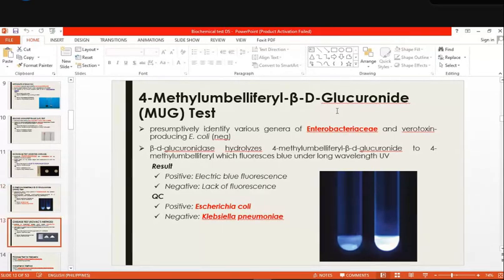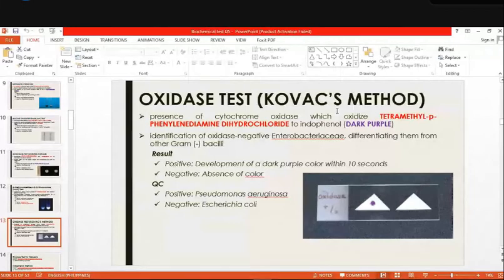So, kanina meron tayong modified oxidase test. Ngayon meron naman tayong oxidase test now using our COVAX methods. Ano naman itong COVAX method? Pero kung titignan nyo, ang kanilang reagent naman, pareho lang naman. You have still your tetramethyl paraphenylene diamine, which will now in the presence of your enzyme. Anong enzyme natin pag sa ating oxidase test?